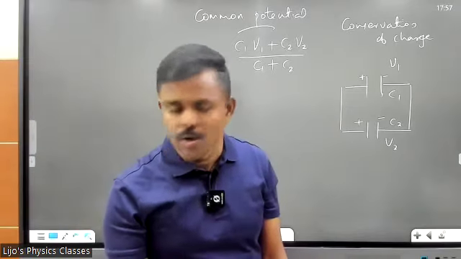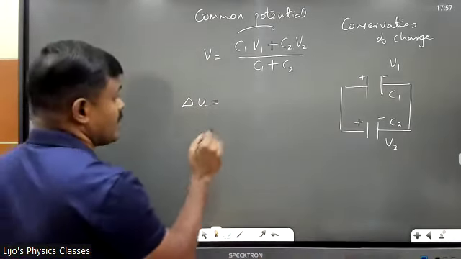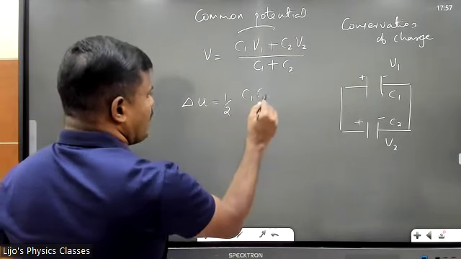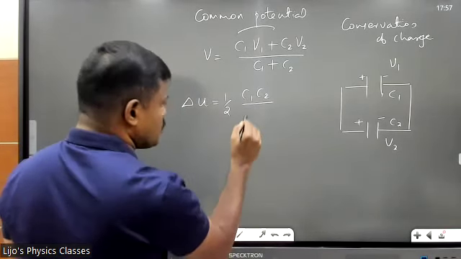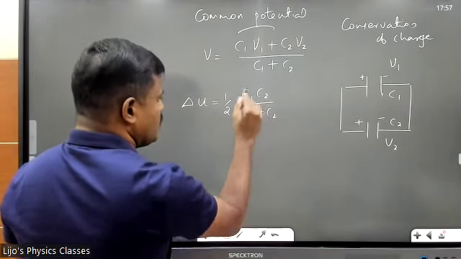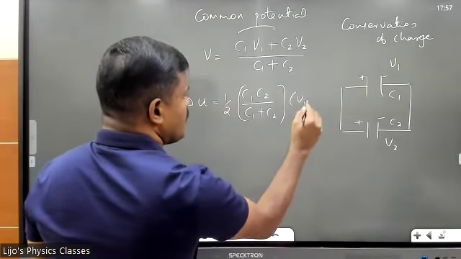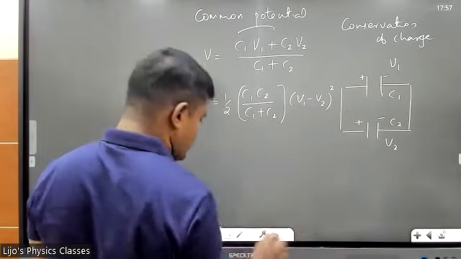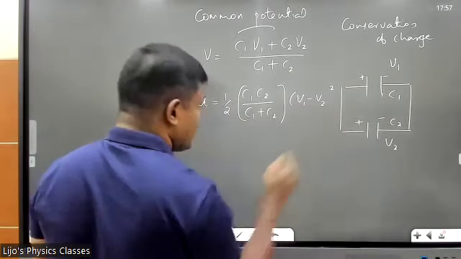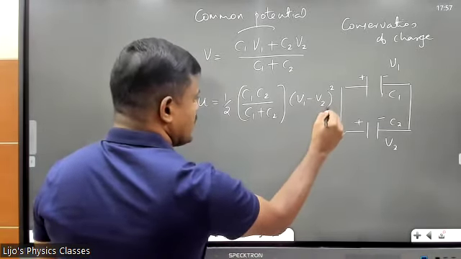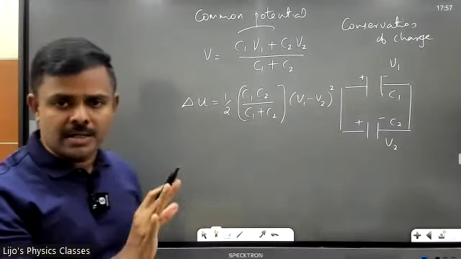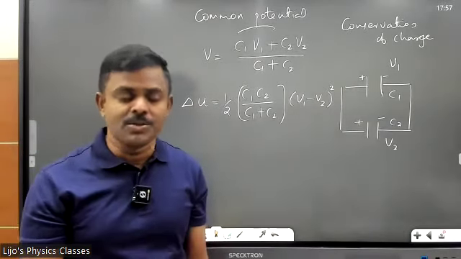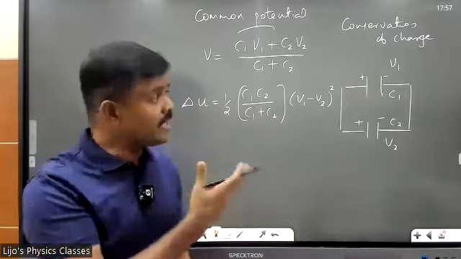All right, the energy lost by way of heating is given by half into C1 C2 by C1 plus C2 into V1 minus V2 the whole square. Learn the equations only. 100% sure the derivation is not there. It is deleted. Even if your teacher teaches it, you don't have to learn it. Half into C1 C2 by C1 plus C2 into V1 minus V2 the whole square. If you need it, I can teach outside.